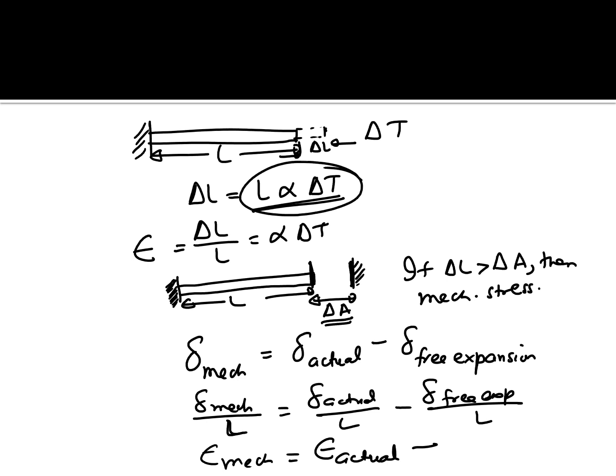That is this one, L times alpha times delta T. So that will be alpha times delta T. So what you're basically seeing is that the mechanical stress is caused through the mechanical strain, which is caused by how much it actually strains and how much it would have strained if it was allowed to expand freely.